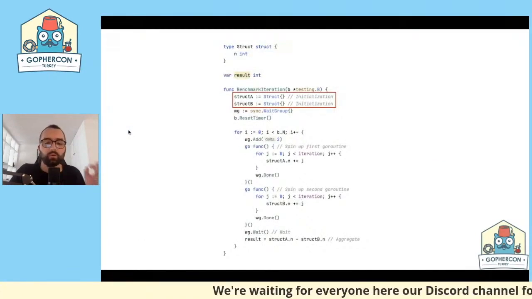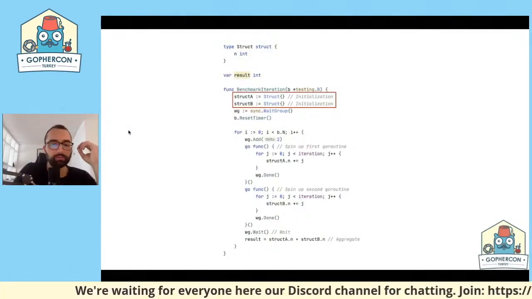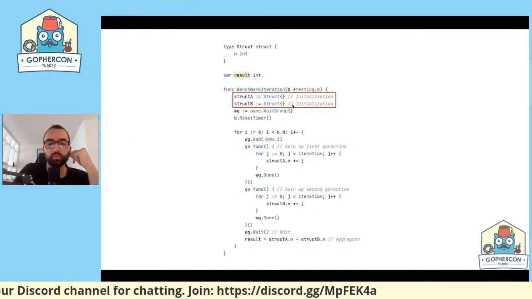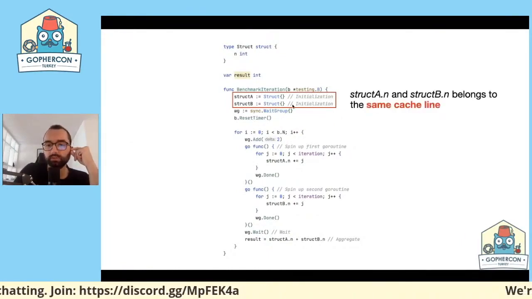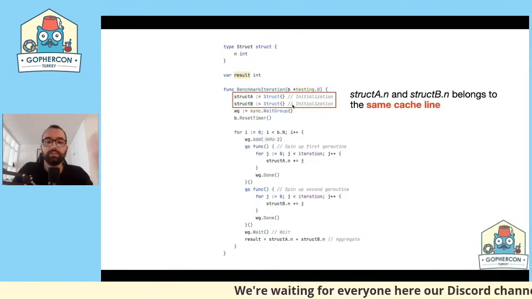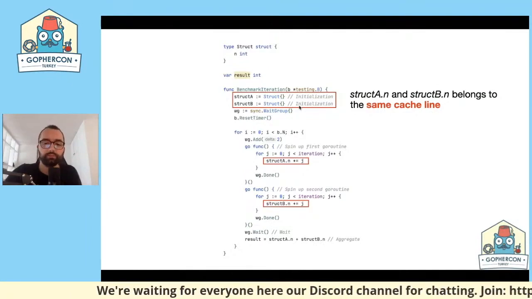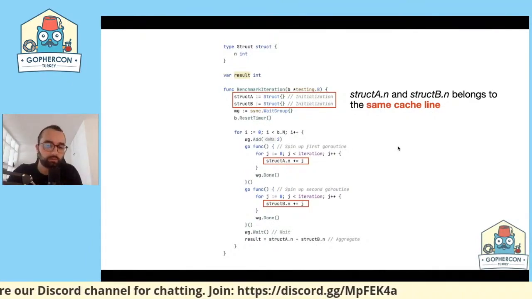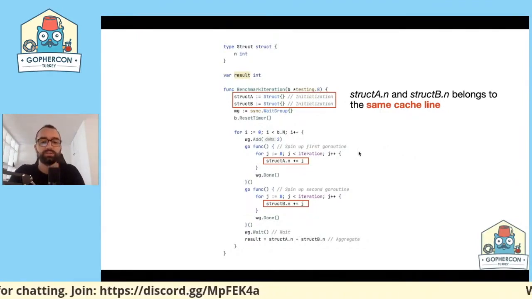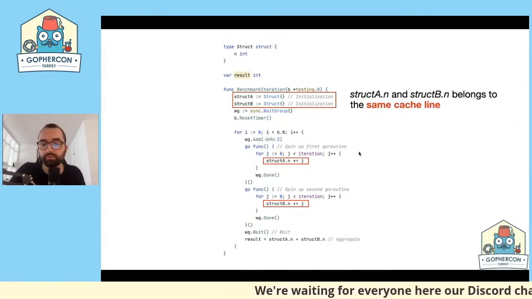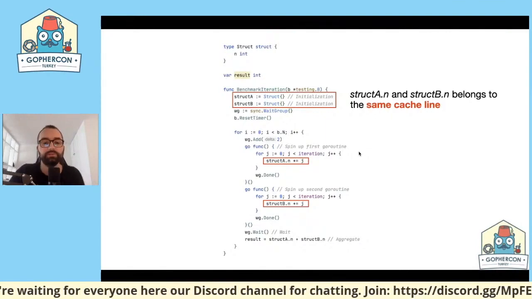So here our issue, if we come back to our implementation, was that the two structures were allocated contiguously. So struct A.n and struct B.n belong to the same cache line. So when we were updating them, we were triggering false sharing, which was, as we said, keep refetching data because both belong to the same cache line, right?